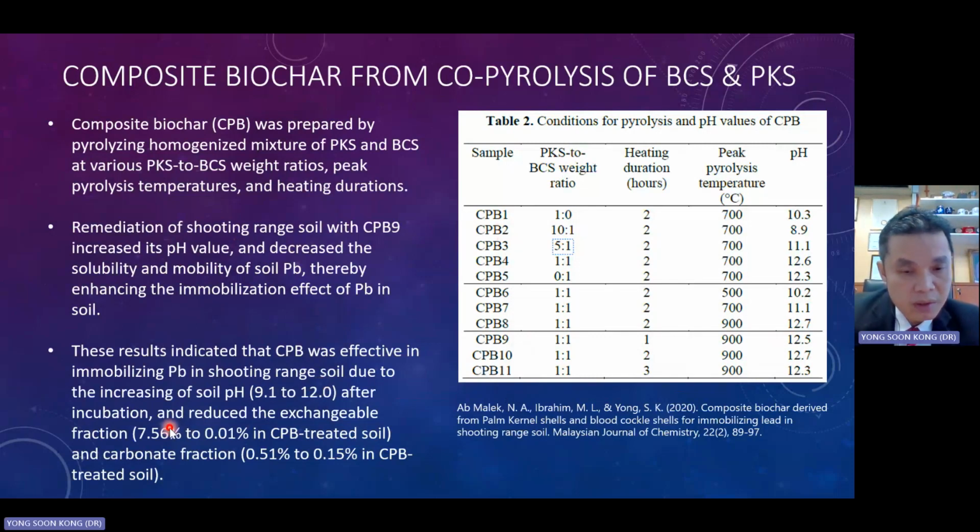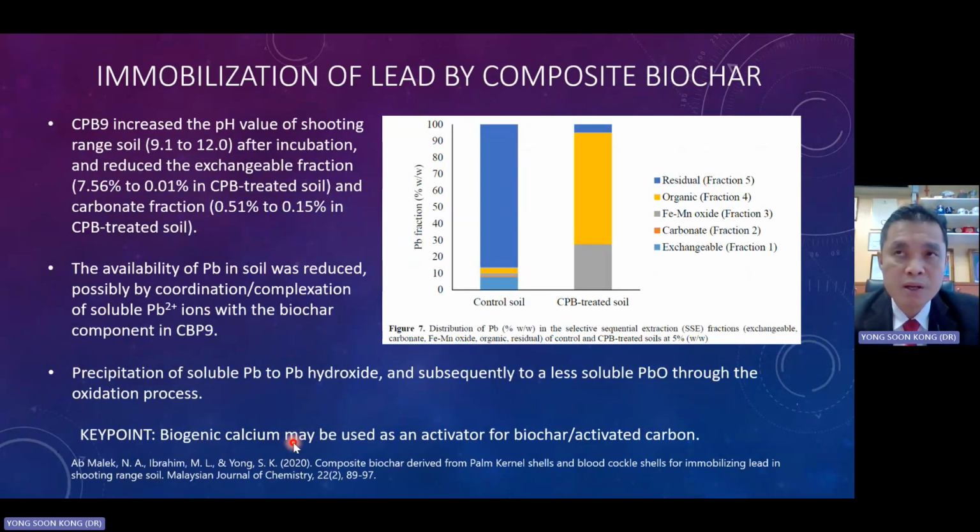So after incubation, the exchangeable lead decreased from 7.56 to close to zero after treatment with CPB. And the carbonate fraction is also reduced from 0.51 to 0.15. So that tells us that this lead is changed not to lead carbonate, but rather something else. What could it be? We ran a further experiment on the selective sequential extraction.